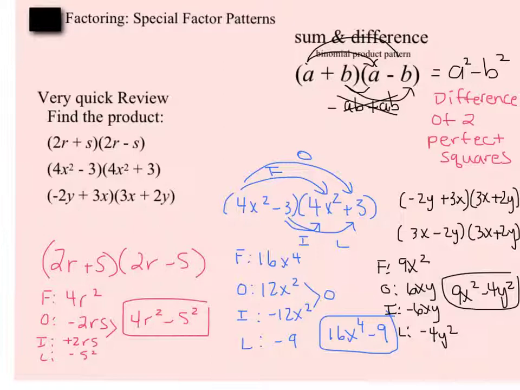Looking at that black example, it looks like I don't have the same pattern here, but I do. I just need to commute that first group from negative 2y plus 3x to 3x minus 2y, and then I can clearly see that I've got a difference of two perfect squares pattern here as well, or sum and difference pattern. And so all of these are difference of two perfect squares.